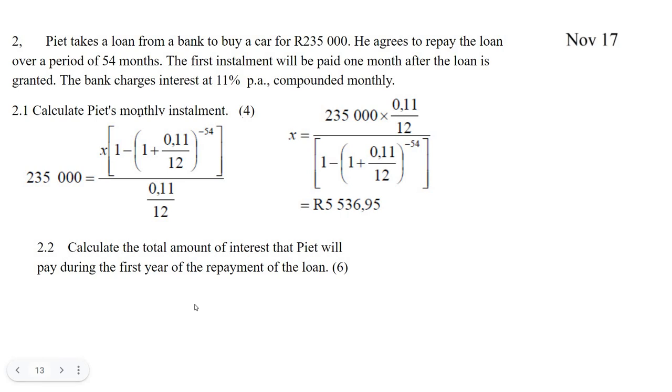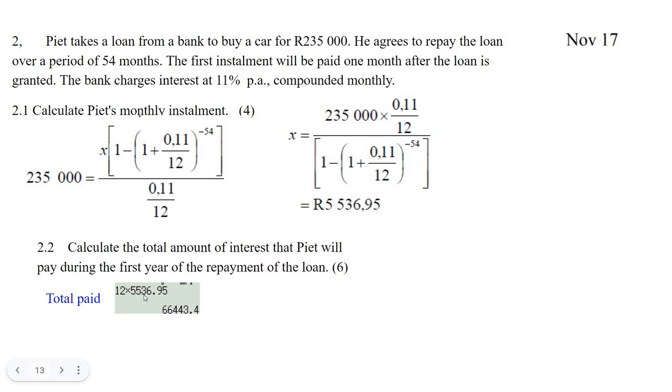Okay, calculate the total amount of interest that Pete will have to pay during the first year of the repayment of the loan. Whoa, there's a lot to figure out here. So we're going to calculate the total amount of interest. So we need the total amount that he's going to pay in the first year. That's one thing we're going to need.